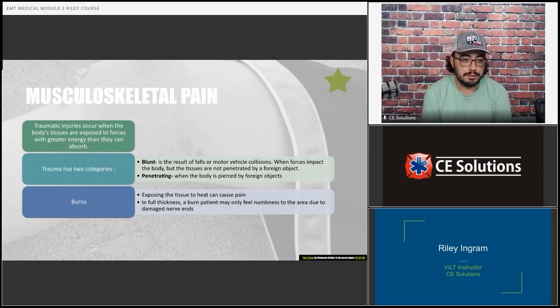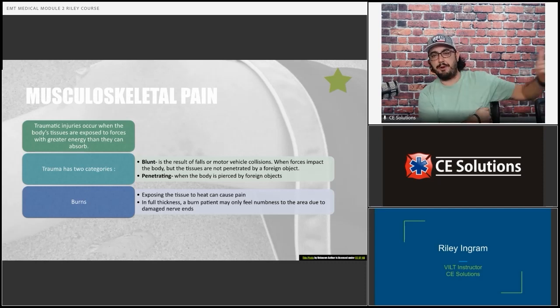Then we've got burns. Exposing the tissue to heat can cause pain. In a full thickness burn, the area may only feel numb due to the damaged nerve endings. It's kind of like a reverse ripple effect. Right where that third degree burn is, that full thickness burn, there are no nerve endings. They're destroyed, they're melted, they're gone, right?